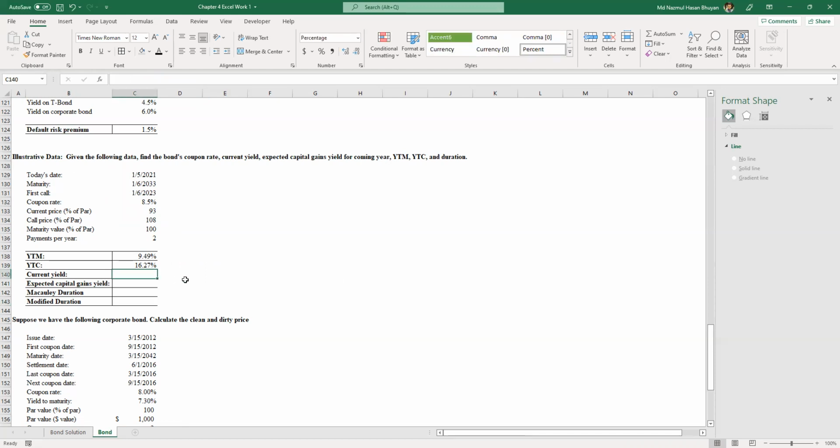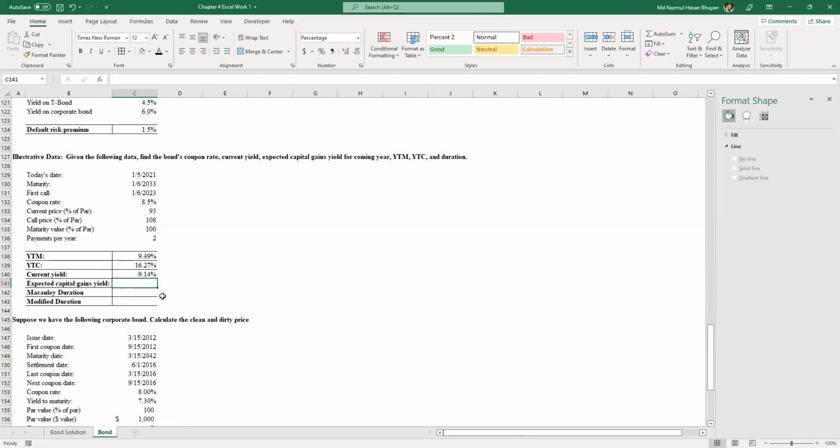Okay, now let us calculate the current yield. The current yield formula is annual coupon, dollar coupon, divided by current market price. So how much is the annual coupon? Annual coupon is 8.5% of the face value of the bond divided by the market price of the bond. And then we know the market price of the bond is 93% of the face value of the bond. So current yield here is 9.14%.